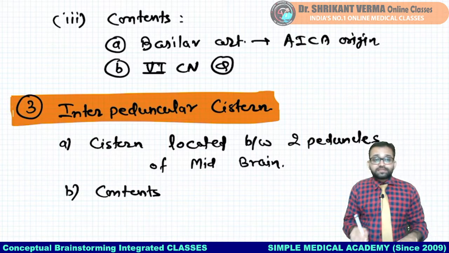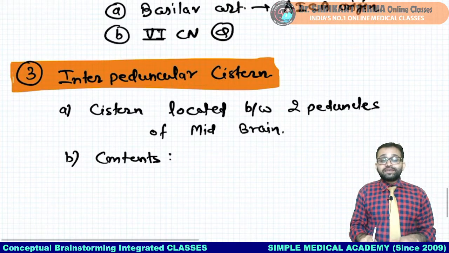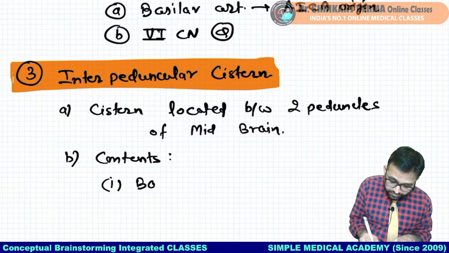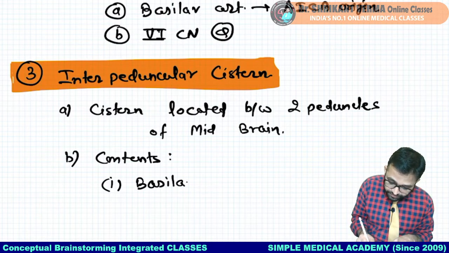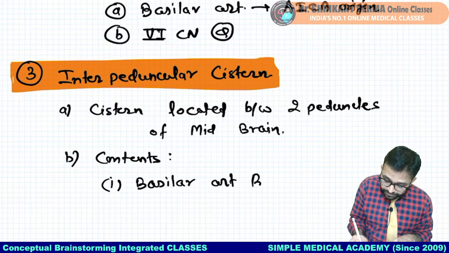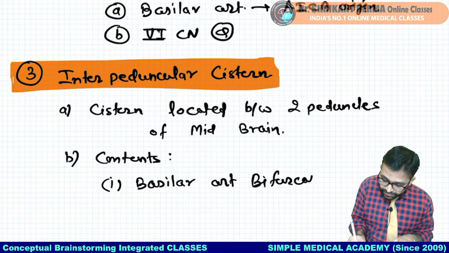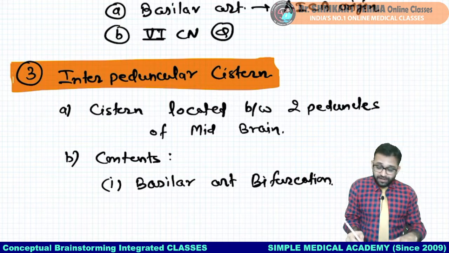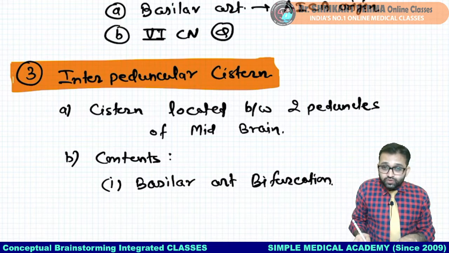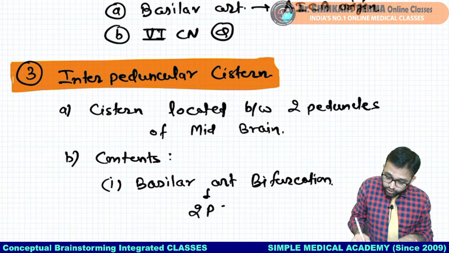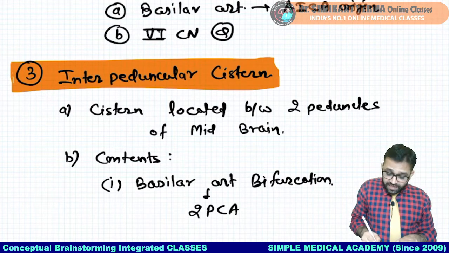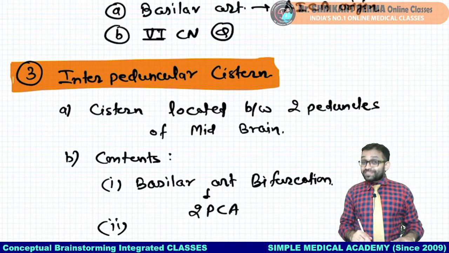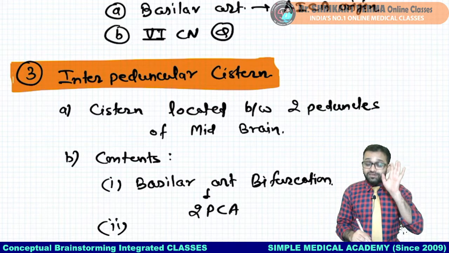And then another point, the contents. What are the different contents? So you can say the bifurcation of the basilar artery first, and can you recall the basilar artery was going and dividing into the two posterior cerebral arteries. So the posterior cerebral arteries are also located here, and it is the midbrain portion. And in the midbrain, which cranial nerve is located? Yes, our third cranial nerve.